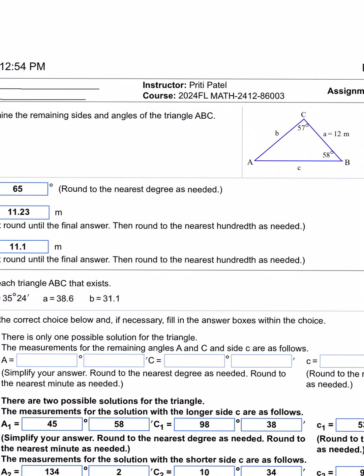Determine the remaining sides and the angles of triangle ABC. So we're given side A is 12 meters, we're given angle B is 58 degrees, and we're given angle C, which is 57 degrees.